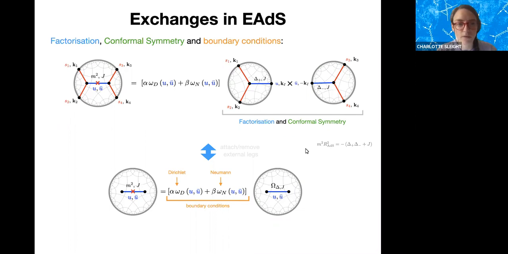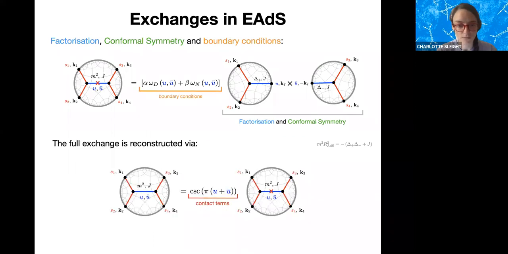Then the final step to obtain the full exchange amplitude is to multiply by this cosecant factor that encodes the contact terms. So multiply the on-shell exchange that we just determined by this cosecant factor. Essentially, the poles in U and U bar that are introduced by this cosecant factor generate the effective field theory part of the exchange from its on-shell piece.